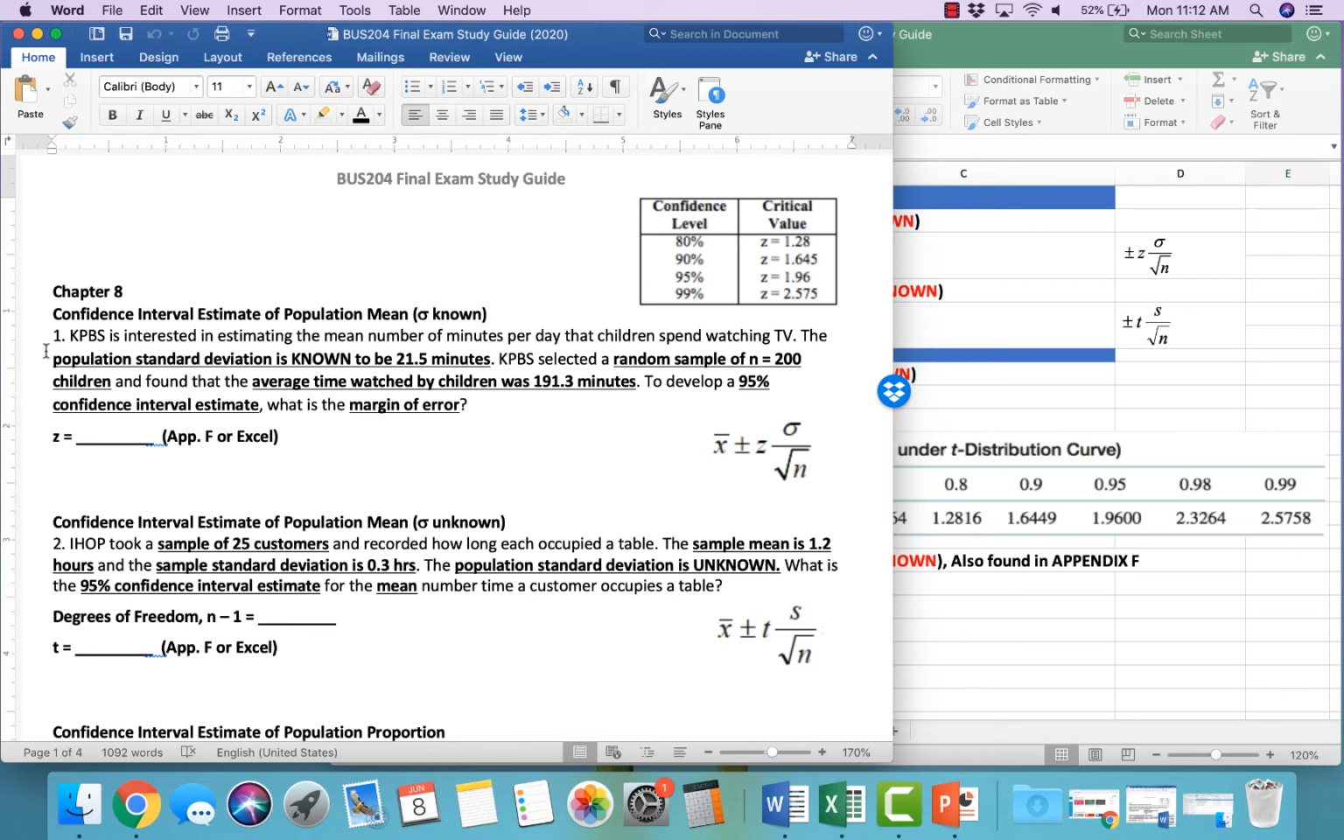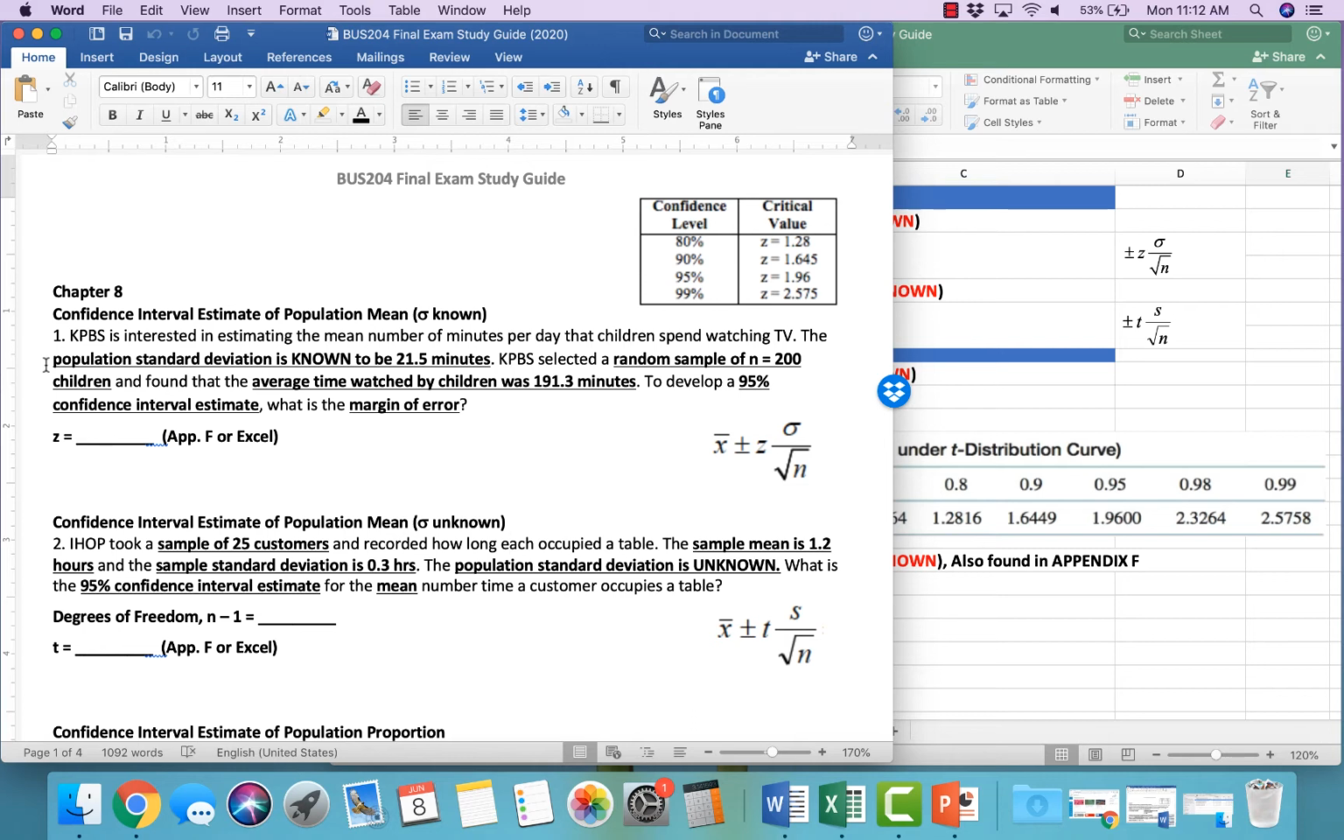So number 1, KPBS is interested in estimating the mean number of minutes per day that children spend watching TV. The population standard deviation is known to be 21.5 minutes. KPBS selected a random sample of n equals 200 children and found that the average time watched by children was 191.3 minutes. To develop a 95% confidence interval estimate, what is the margin of error?